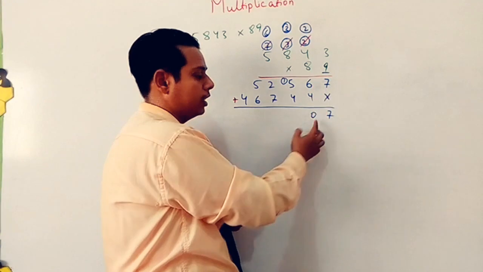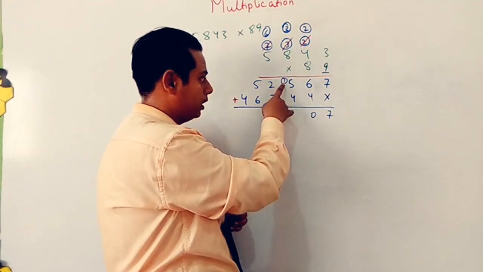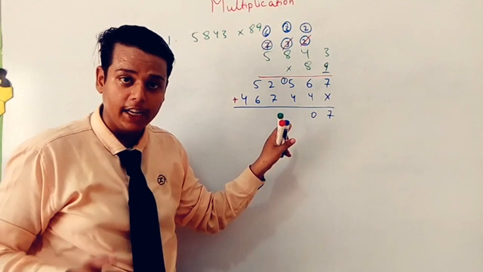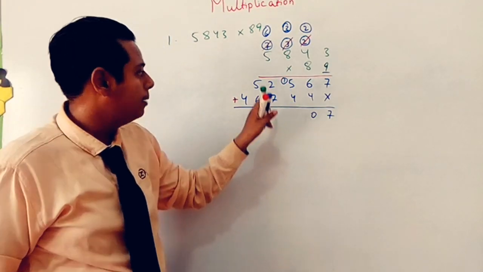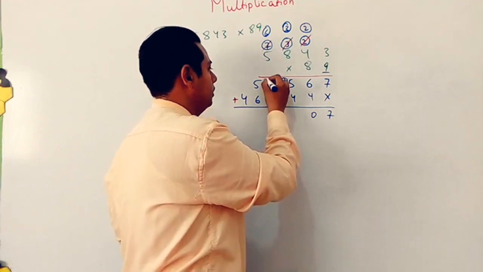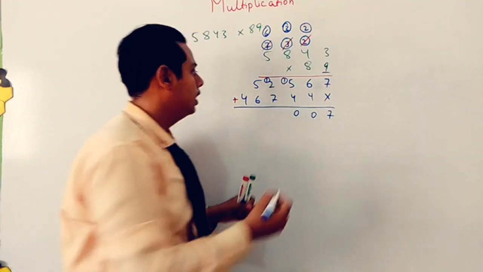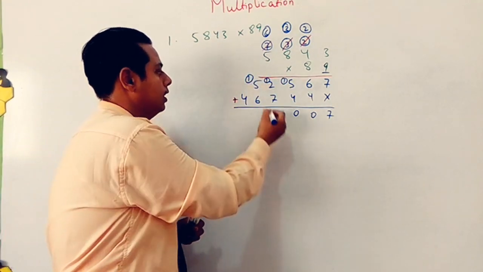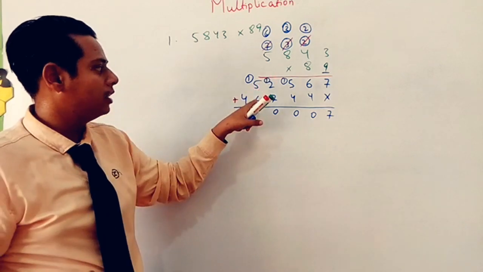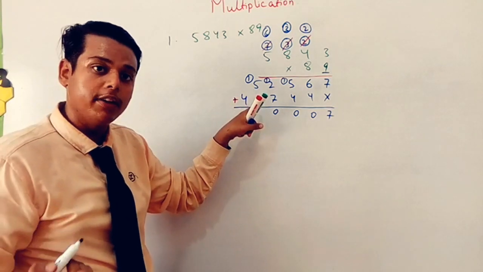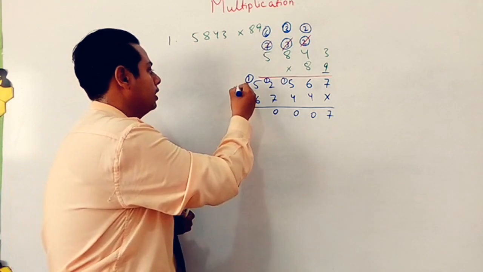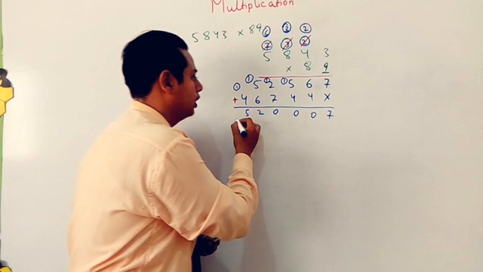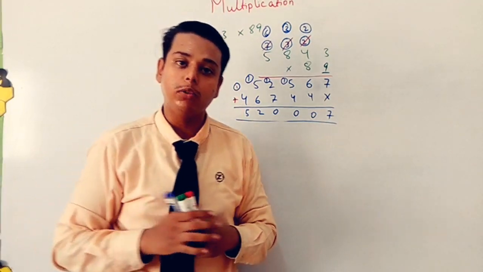Here I did 6 plus 4, the answer was 10, so I just shifted the 1 over here. Now 5 plus 4 is 9. Okay, 9 plus 1 is 10, it will become again 1 as a carry and 0 over here. 7 8 9 10, again 1 as a carry, 0 here. 5 plus 6, what will it become? 11. 11 plus 1 is 12, 1 as a carry and 2 over here. 4 plus 1 is 5. So that is a simple way to multiply the 2-digit number.